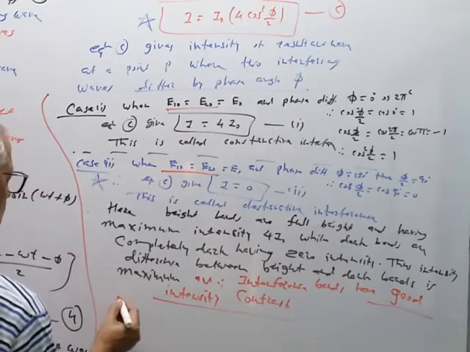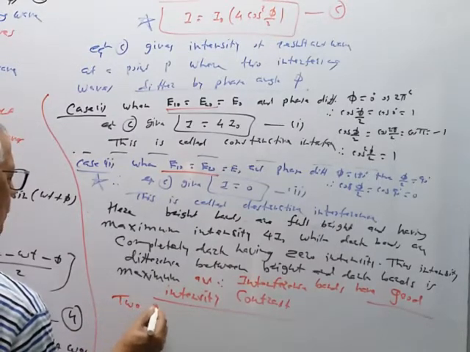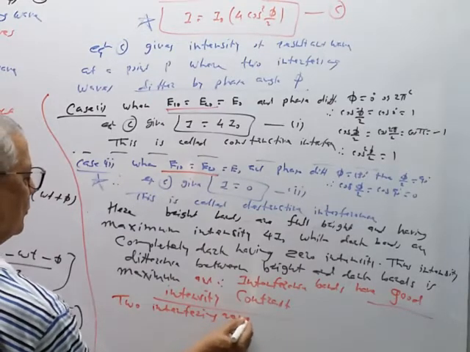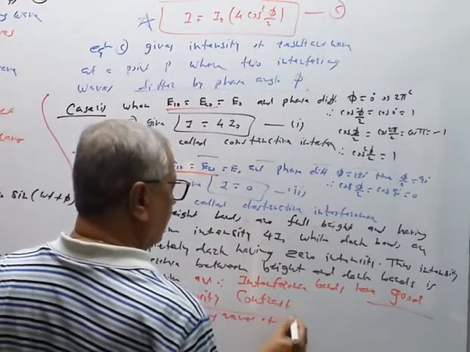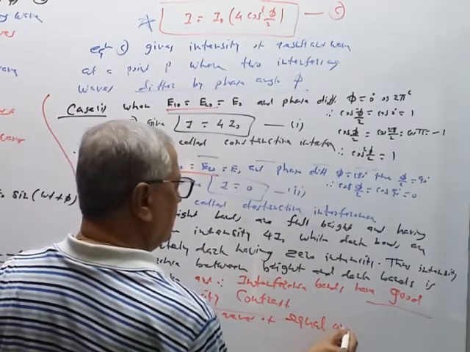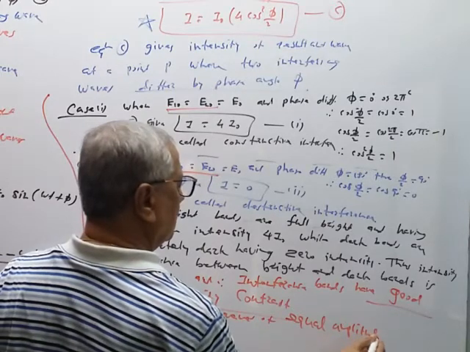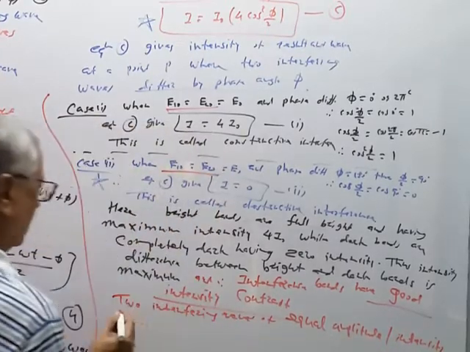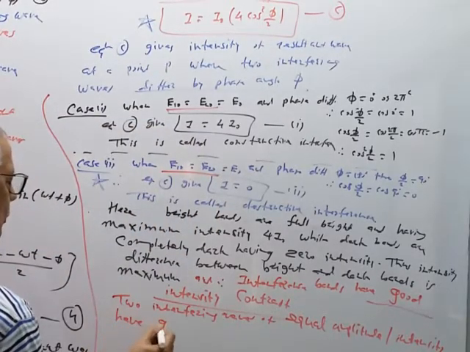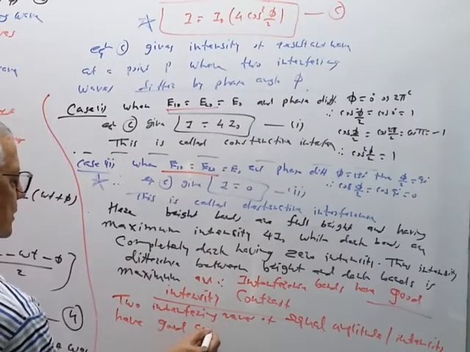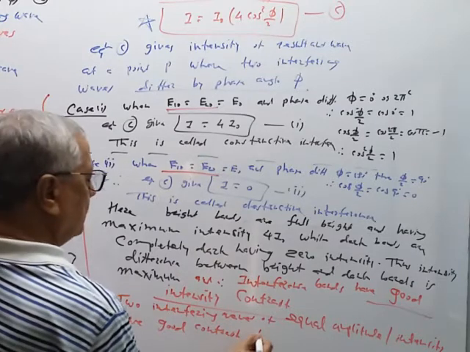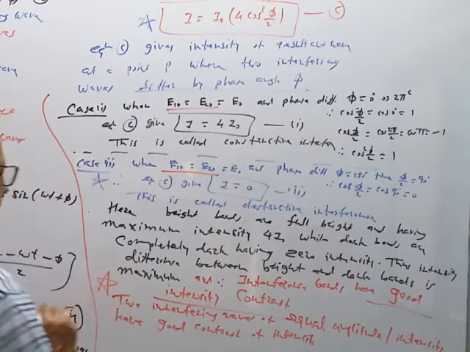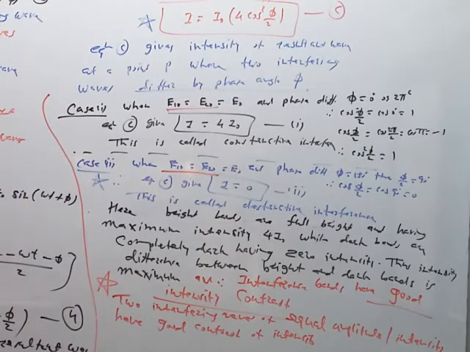So two interfering waves of equal amplitude or intensity have good contrast of intensity. This is one of the necessary conditions for a steady interference pattern.